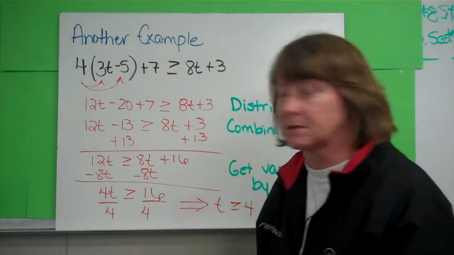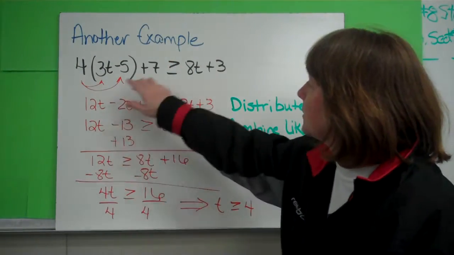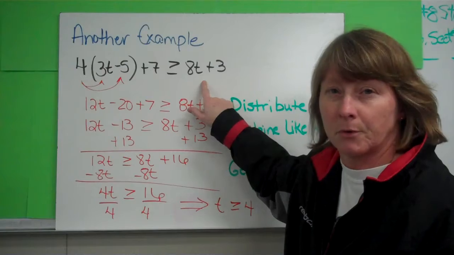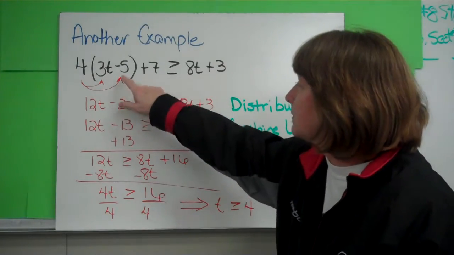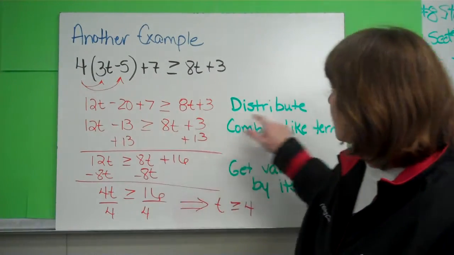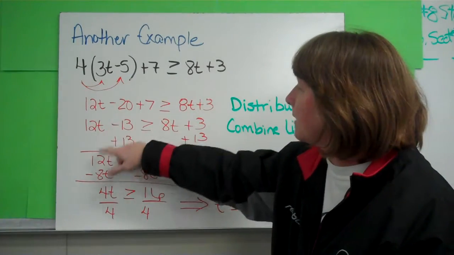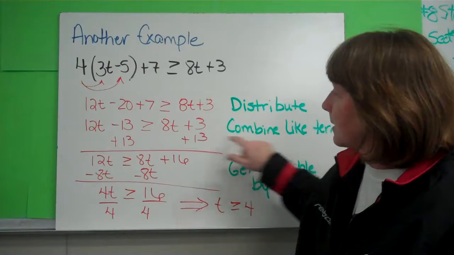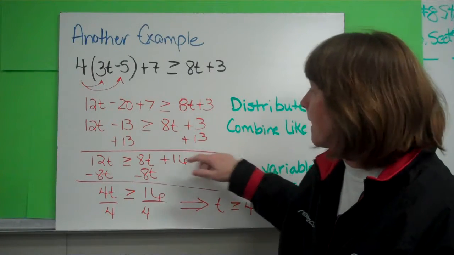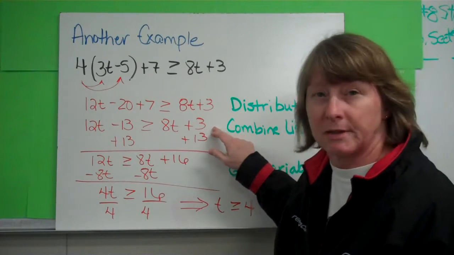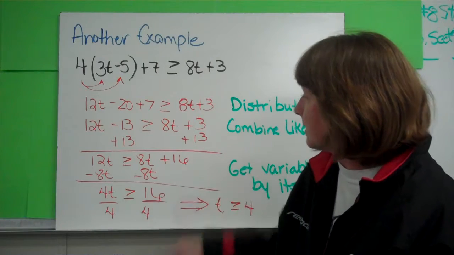Another example gets a little more complicated. If you look at this problem, remember your order of operations. First thing we have to do is get rid of the parentheses. So we're going to distribute the 4 to the 3t and the negative 5. And then we're going to have to combine like terms. After we've combined our like terms, now we can work on getting our variable by itself.